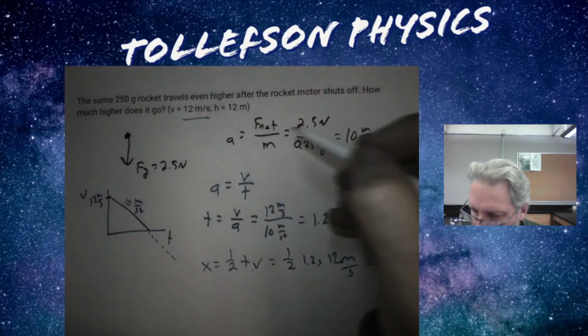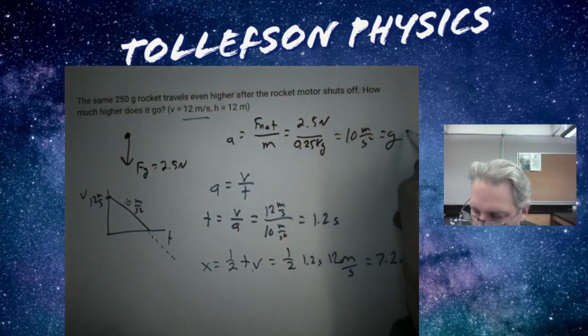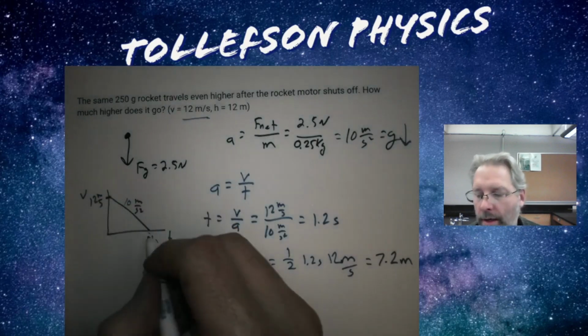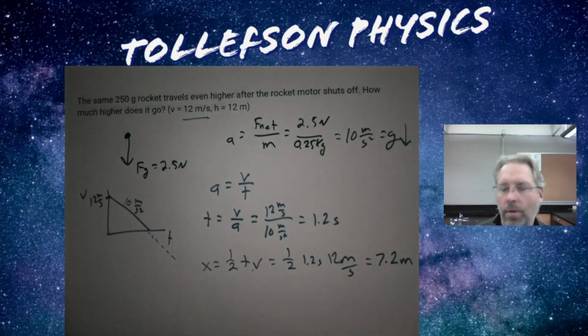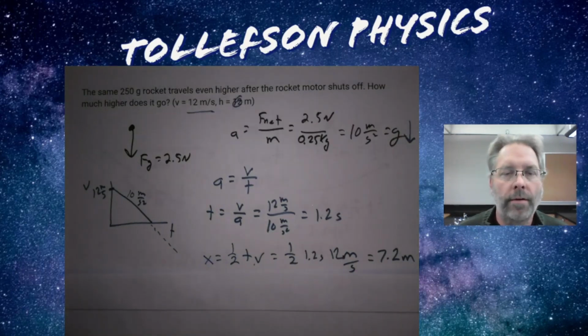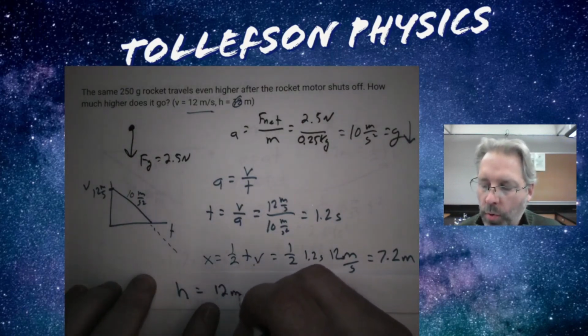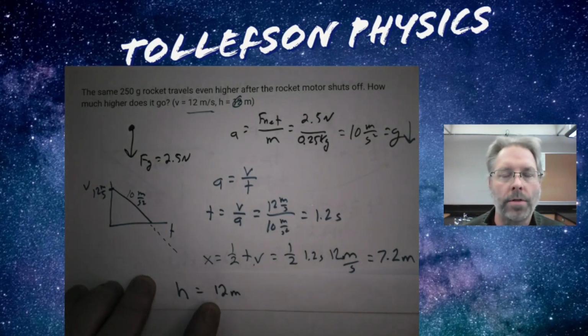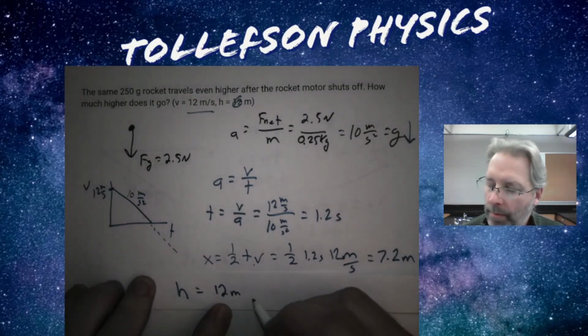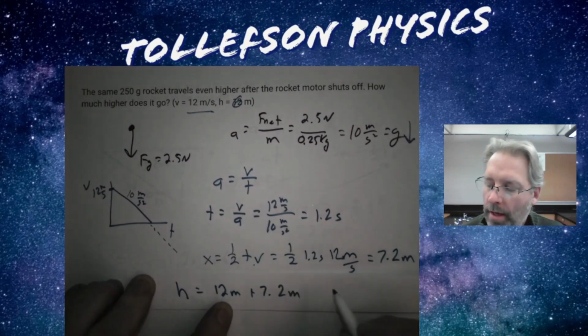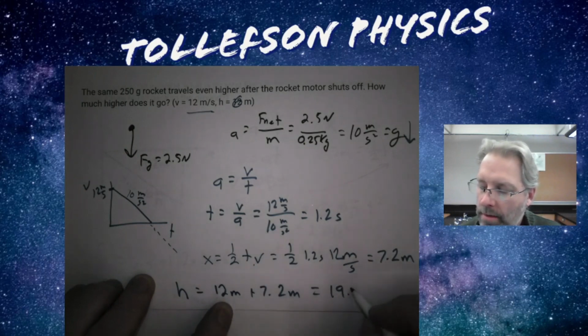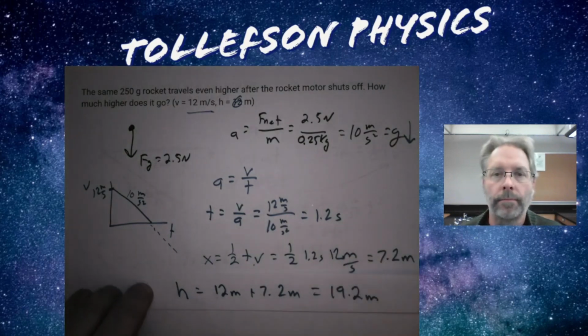All right, and so one thing to note is that this acceleration was in the downward direction. That's what makes this a negative slope, which makes it slow down from 12 meters per second. To find the total height, then we're going to add the heights from the two different parts. We found that it was 12 meters while the rocket engine was on, and then we have this 7.2 meters here, and so the total height that it's going to get to is 19.2 meters.